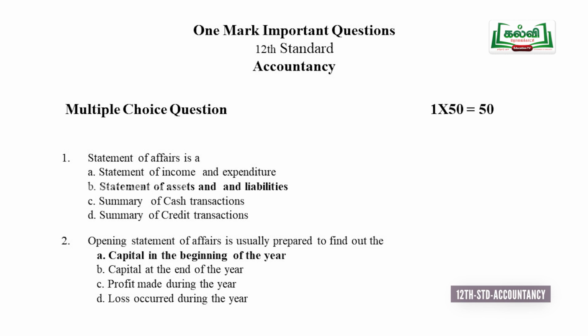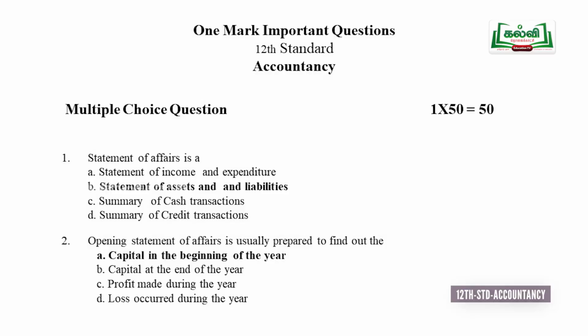The next question, second one, opening statement of affairs is usually prepared to find out capital in the beginning of the year, capital at the end of the year, profit, loss. We all know profit or loss occurred during the year can be identified through incomplete records only by preparing a statement of profit or loss. So, C and D definitely not a correct answer. Then capital at the end of the year. We have to prepare 2 types of statement of affairs. Statement of affairs to identify the opening capital, and statement of affairs prepared to find out the closing capital. Now, for the opening statement, answer A, capital in the beginning of the year is used to find out the opening capital.